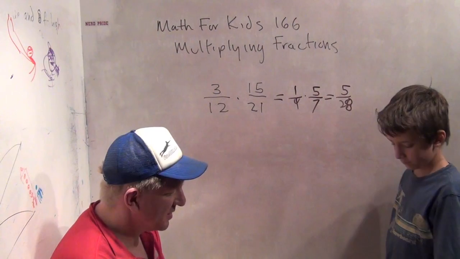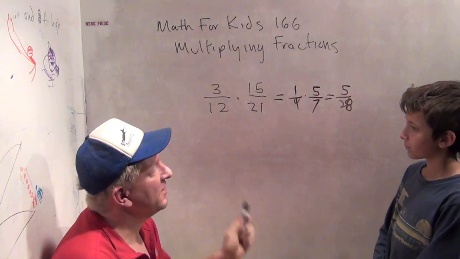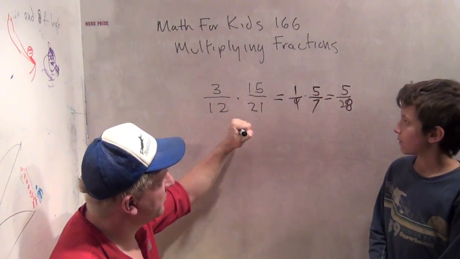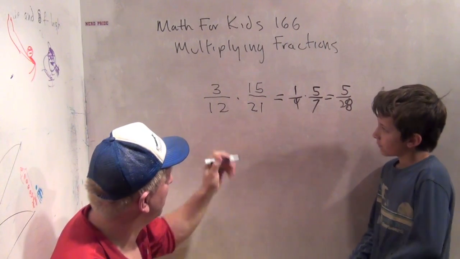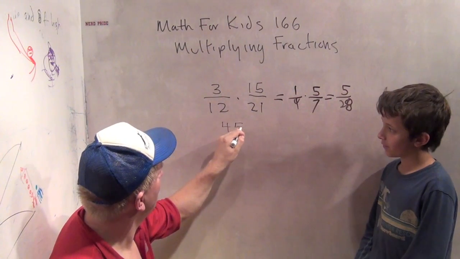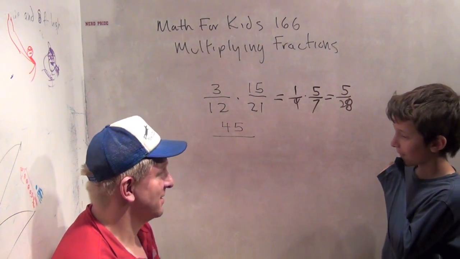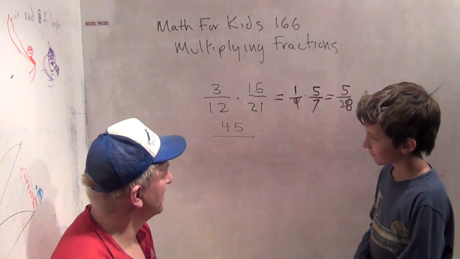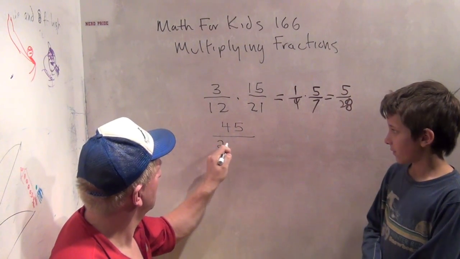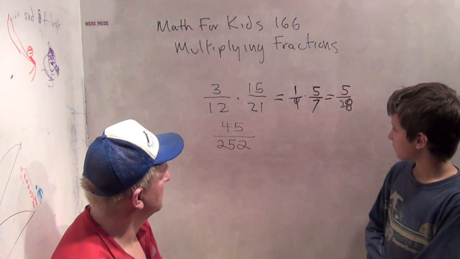So multiplying fractions is actually pretty easy, right? You just multiply the top, multiply the bottom. But the way you make your life even easier than easy is look to simplify first. Because otherwise, if you didn't simplify first here, you'd have 3 times 15, which is 45, over 12 times 21, which is a really big number. What is 12 times 21? It's 252.